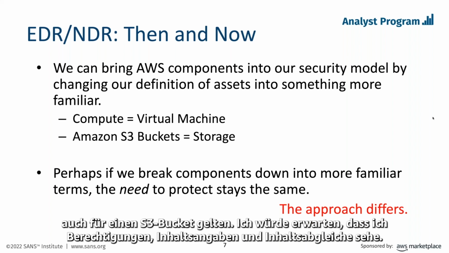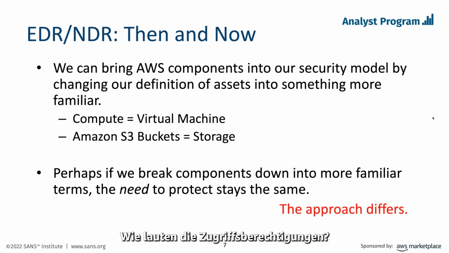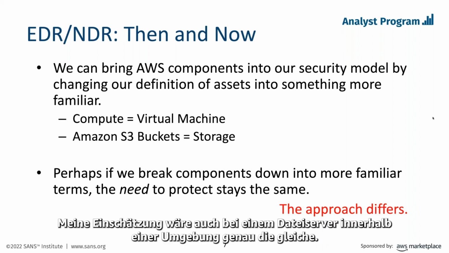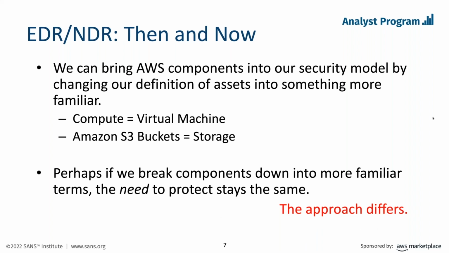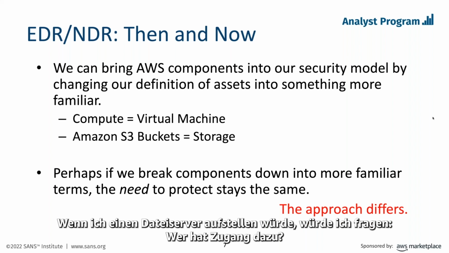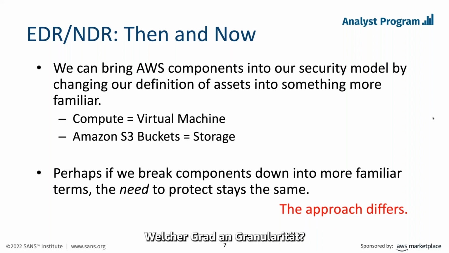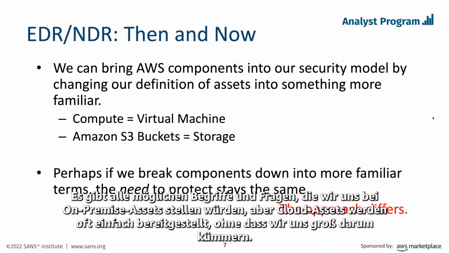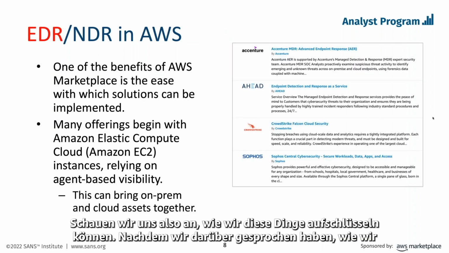I would expect to see permissions, content declarations, content matching. Do I have sensitive data leaving? What are the access permissions? Who can do what? Who can place there? Who can read there? My assessment would be the exact same for a file server inside of an environment as well. If I were to pop up a file server, I would say who has access to it? How do they need access to it? What level of granularity? How do I connect to this thing? How do I prevent others who are not supposed to have access from connecting to it? There's all sorts of terms and questions that we'd line up for on-prem assets, but cloud assets a lot of times just get deployed with little care about them.